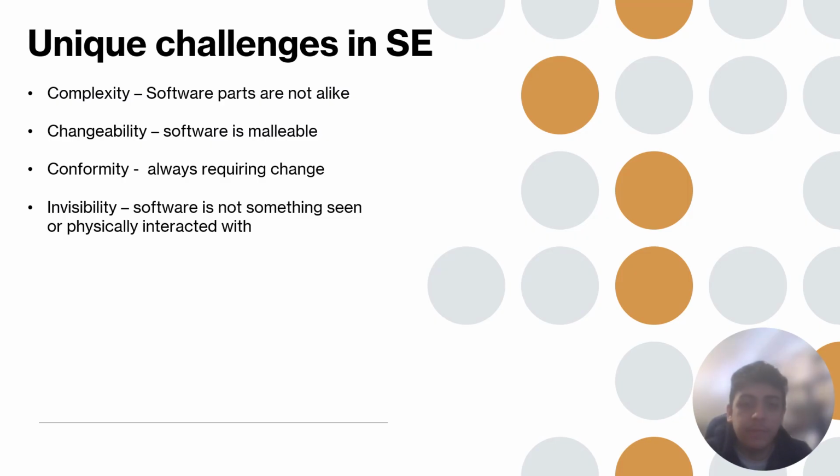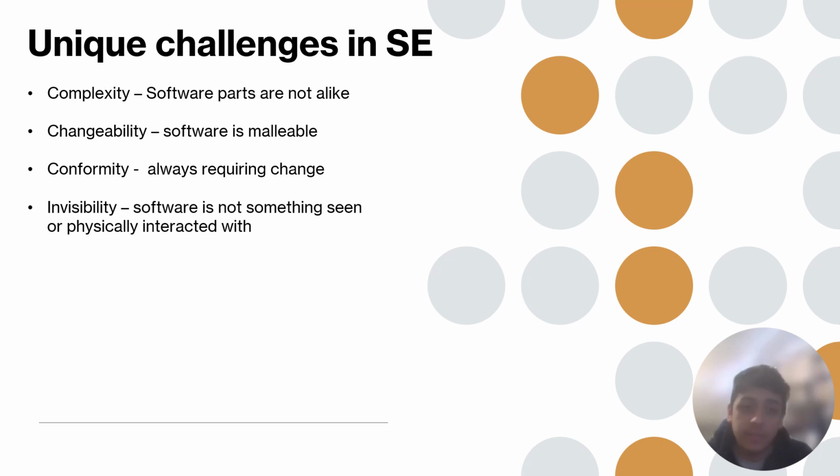On to our next point, we have unique challenges in software engineering. So the first is complexity. Software systems are made up of many interconnected parts that may not be identical to one another, making it difficult to predict their behavior or manage them effectively. The complexity increases as new features are added or the system scales.